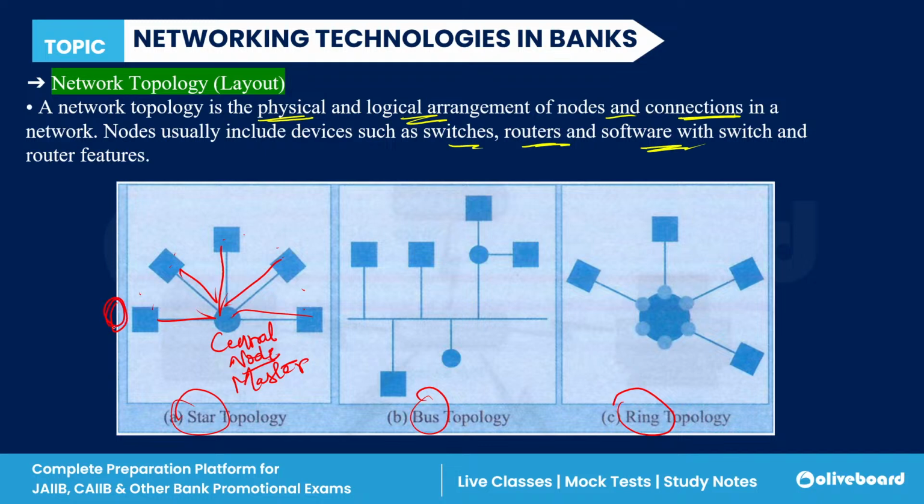So if there is a failure of any one node, it is not affecting the other nodes. So it is known as the star topology. Now next, let's talk about the bus topology.